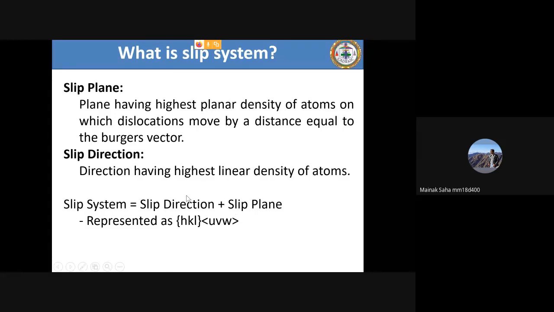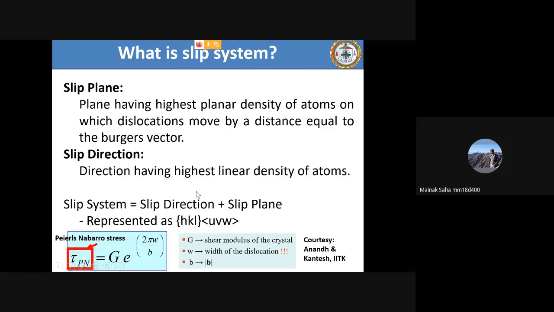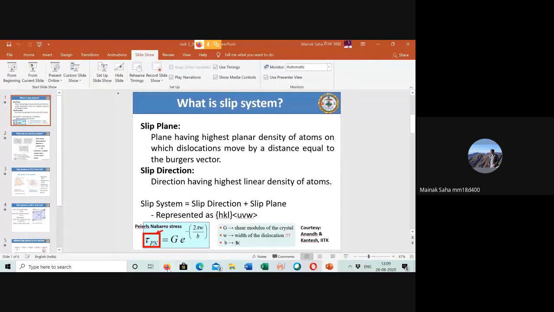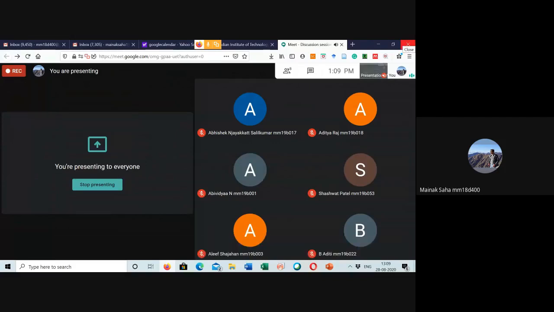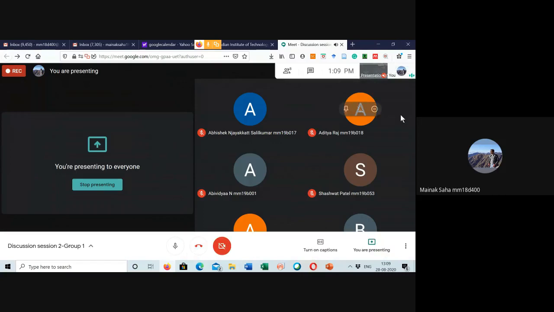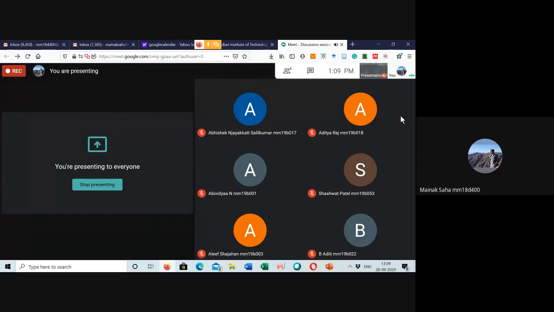Okay, with this, let me ask you one thing. Do you have any idea why dislocations can move only on certain planes? I said dislocations can move only by the shortest distance on a certain plane and in a certain direction. Do you guys have any idea why this should happen? Have you been taught any formula or something? I just want to know. Yes or no? Any of you can unmute and speak yourselves. Feel free.